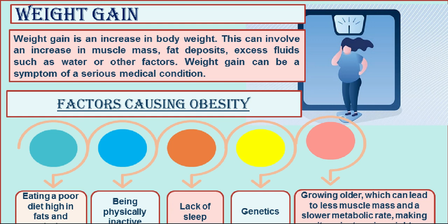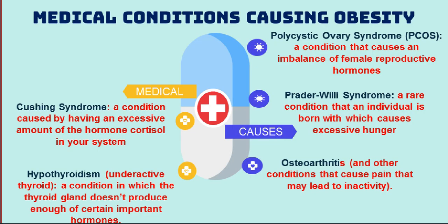The factors causing obesity are eating a poor diet high in fats and calories, being physically inactive, lack of sleep, genetics, and growing older, which can lead to less muscle mass and a slower metabolic rate, making it easier to gain weight. Several reasons affect and become a cause of type 1 diabetes mellitus. The main reason is the damage or removal of the pancreas from the body, which ultimately stops production of insulin, which controls the level of glucose in the human body.